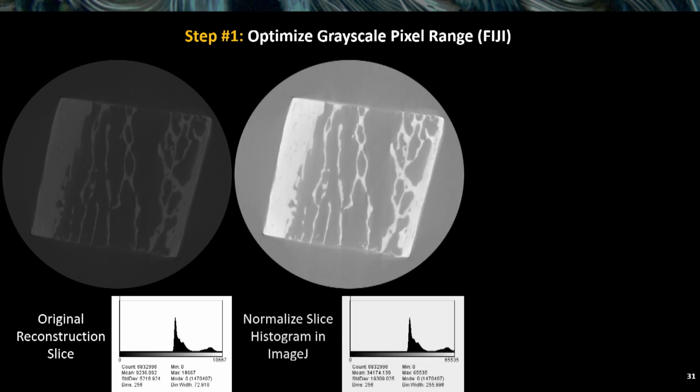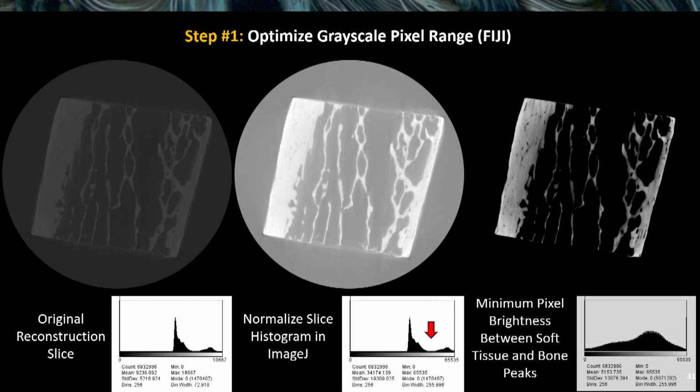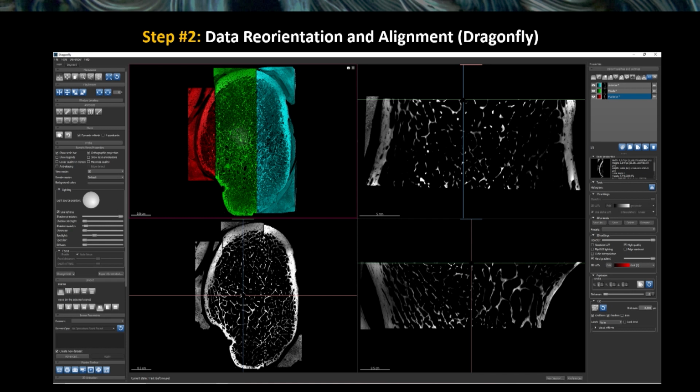So I wrote first a Fiji macro that picks essentially the best grayscale pixel range, which changes over the 20-odd hour scan of a column of a femoral neck. You can't use just one grayscale value, you have to write an algorithm for it. So I did that. This is where Dragonfly saved my life.